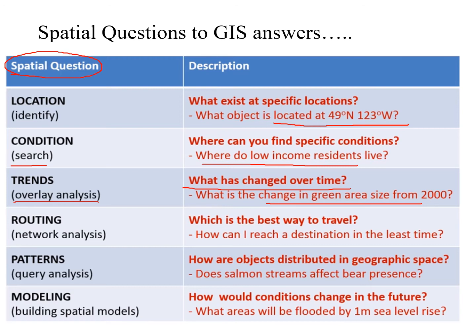Then routing is self-explanatory: it is the best way to travel. It comes under network analysis. The question may be put like this: how can I reach the destination in the least time? That is done by the network. A number of routes are available, but depending upon traffic intensity and at what time you want to reach, combining many questions together you can find the final answer.